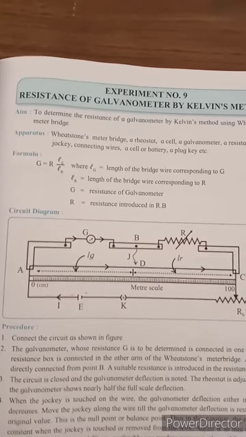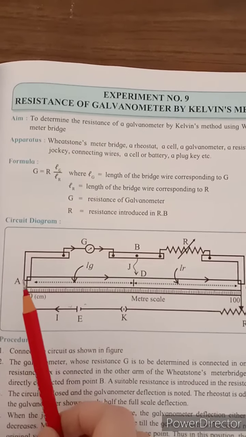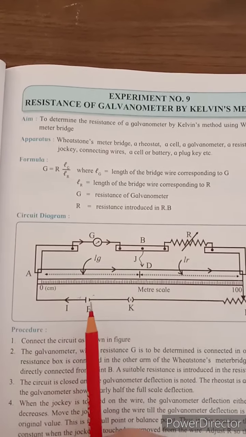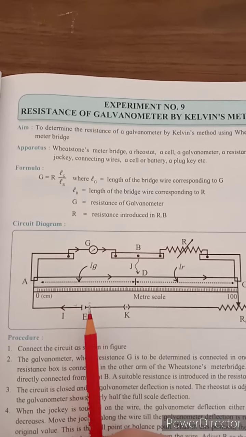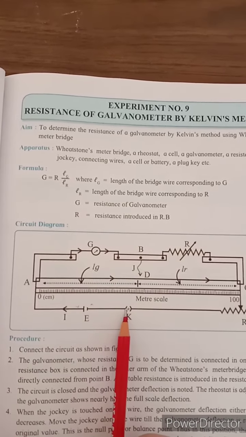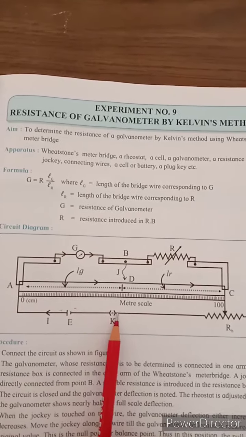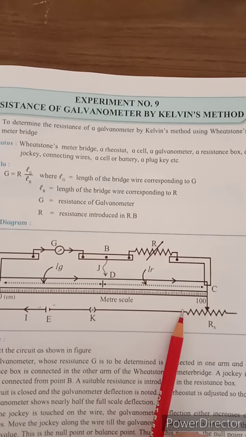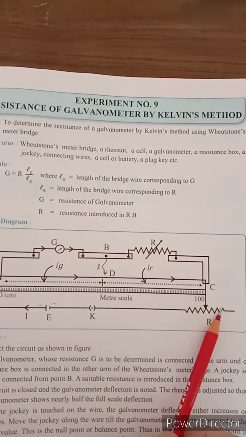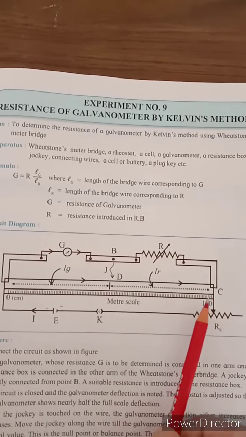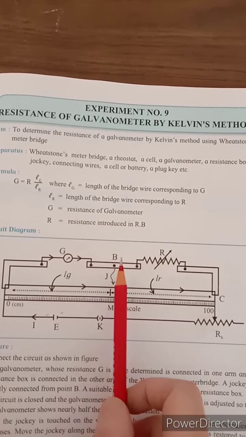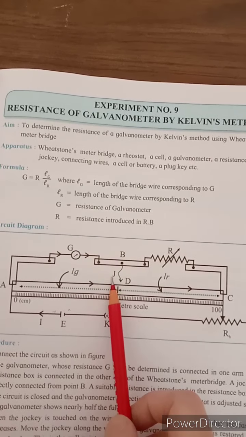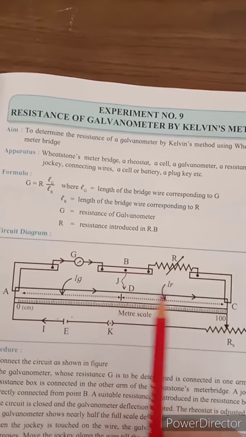The connection is the same between the terminals A and C. The A terminal is connected to the positive of the battery, the negative terminal is connected to one terminal of the key, the second terminal is connected to the lower terminal of the rheostat, and the upper terminal of the rheostat is connected to the terminal C. The point B of the central metal strip is connected to the jockey J, which gives us a balancing length.